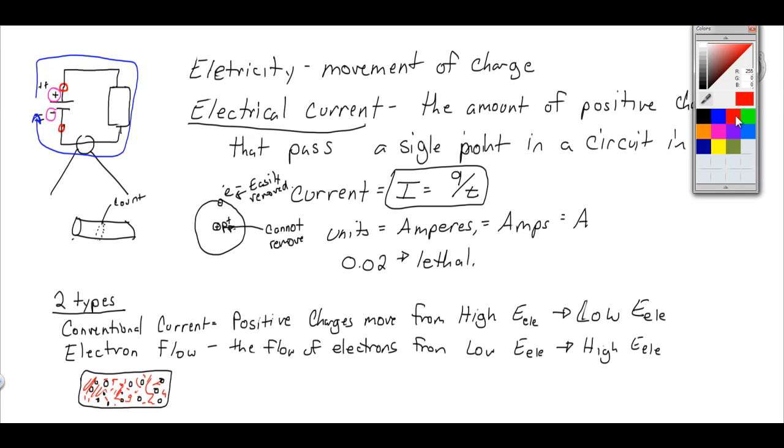Okay? I'm going to draw that in red. That means the electrons come out of the negative side of the battery, flow through our load, and then back to the positive side of the battery. This is electron flow. This is conventional current. So those are our two types of current.